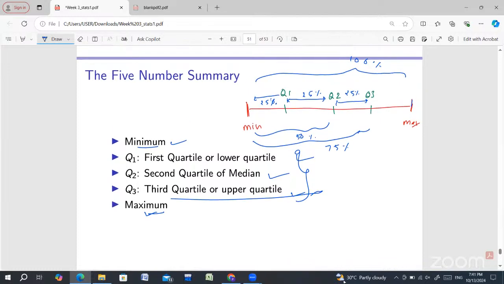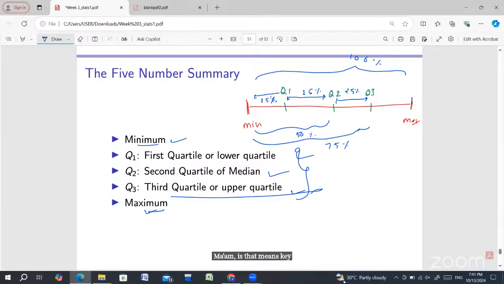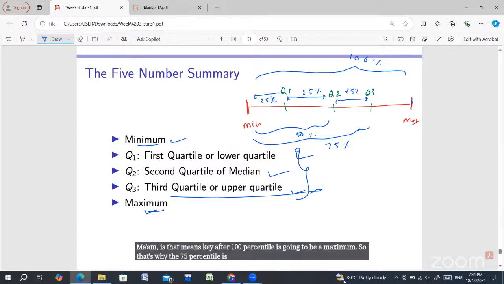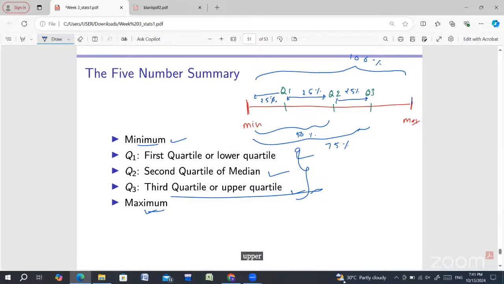Ma'am, that means after 100 percentile is going to be the maximum, so that's why the 75th percentile is the third upper quartile. Yeah, this is your upper quartile, right? And this is your maximum value in the data set, where the data set ends. Yeah, it's the 100th percentile. That's why it's the maximum.